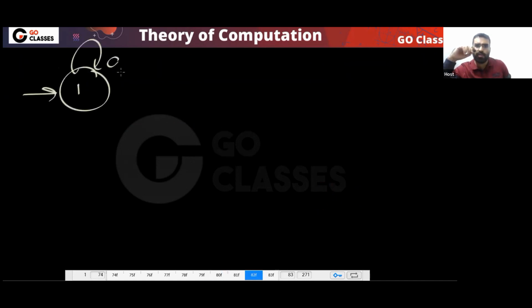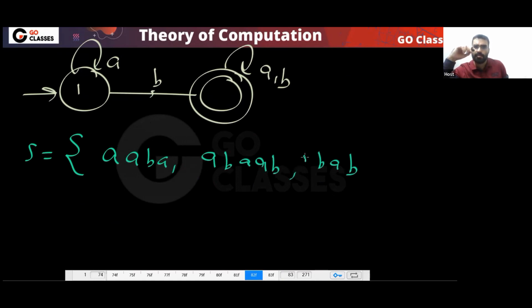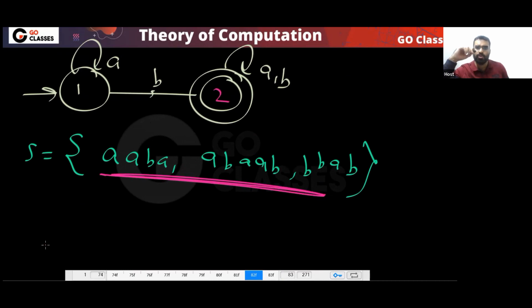For example, maybe I can say that this is your DFA, and I give you some random strings, for example A, B, A, A, B, A, B, B. Now you can guarantee that at least two of them will go to the same state. Yes or no? You can guarantee it, because there are two states and there are three strings. So at least two of them will go to the same state.